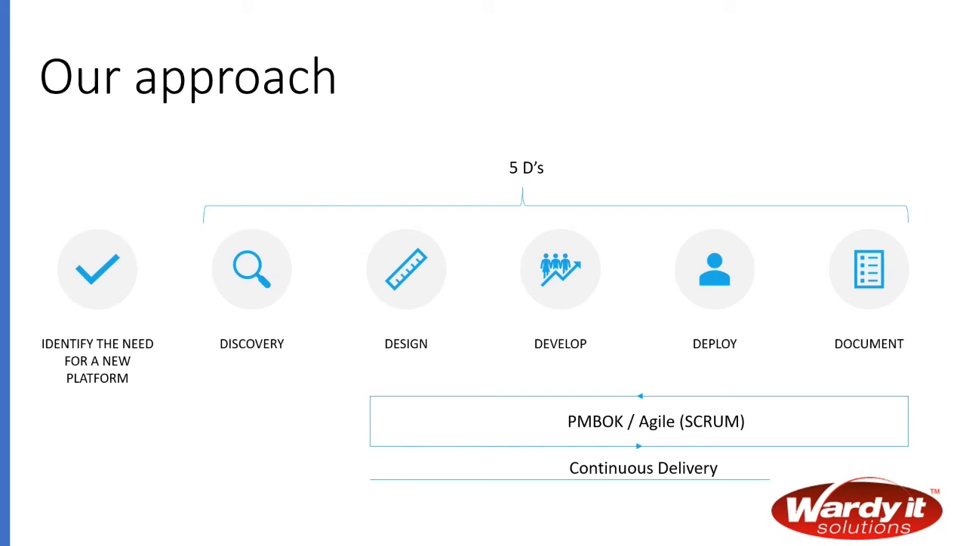This includes discovery, design, and then we'll move towards develop, deploy, and document phases that are usually part of the same engagement. The whole idea is that during the discovery phase, we're going to identify the requirements with you and identify the effort for the upcoming phases. We're also going to include practices from the project management body of knowledge and use agile methodologies like Scrum.